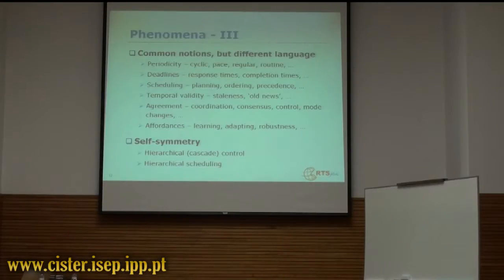Periodicity, things are repetitive. Things have deadlines that need to be met. We want to be able to schedule resources because wherever we are, there isn't enough resource to do what we want to do. There's temporal validity. Our systems are dynamic, there are data in that system, and that data runs out of its validity.